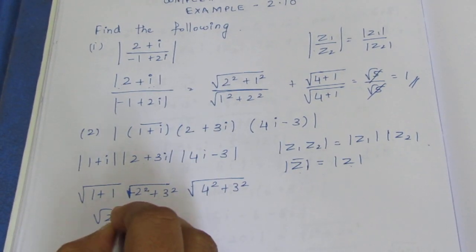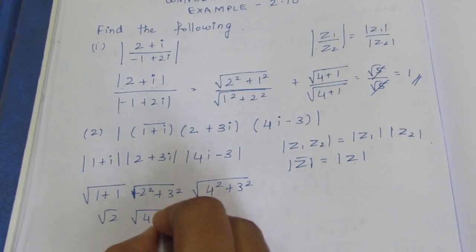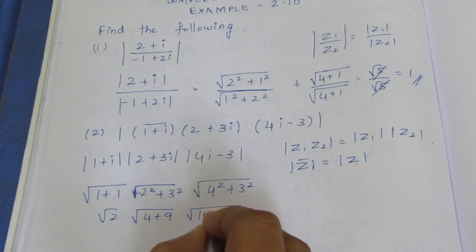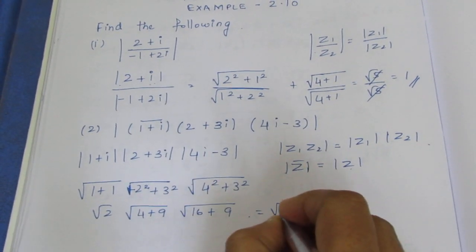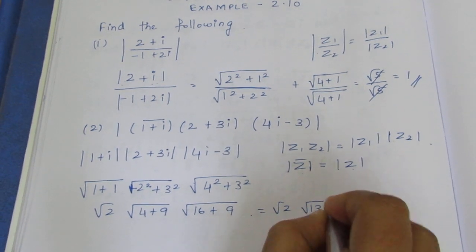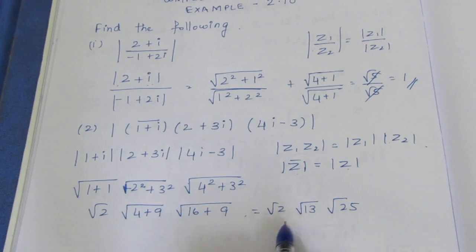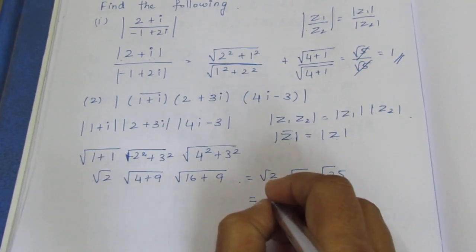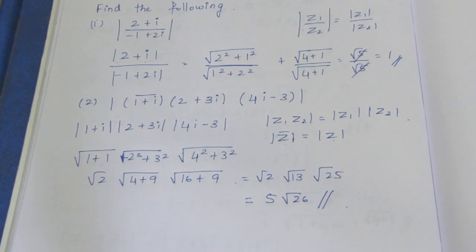This is root 2, into root of 4 plus 9, into root of 16 plus 9. This is root 2 into root 13 into root 25. Root 25 is 5, and we can multiply the other two. So 5 root 26 is the answer for the second sum.